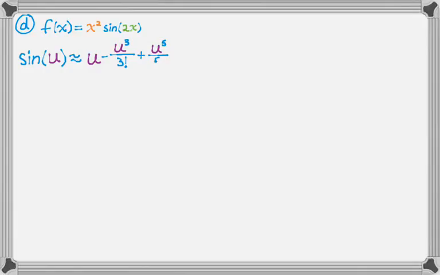So this one, our function is x squared sine of 2x. You can see I've color-coded things again, just to make it a little clearer what's going to happen. We're going to start working on sine, and then at the end we'll just multiply through by x squared. So we know that sine of u, sine is an odd function, so I'm going to get all the odd powers, which is really how I remember it. Sine and cosine, they alternate. Sine is odd, so odd powers. Cosine is even, so even powers.